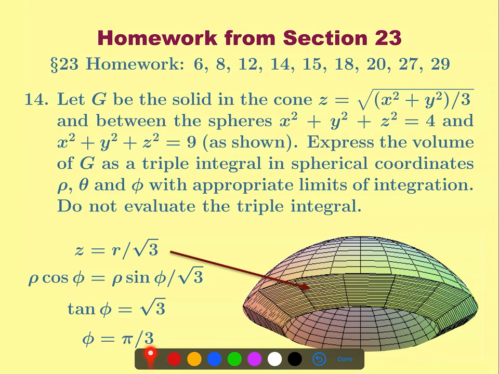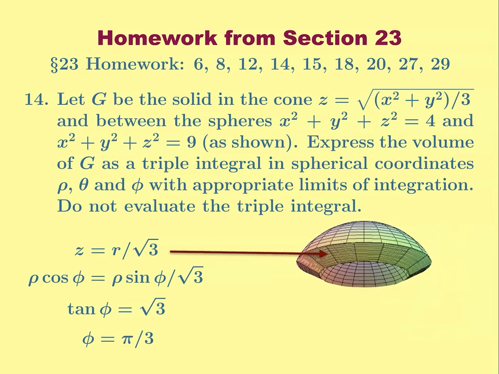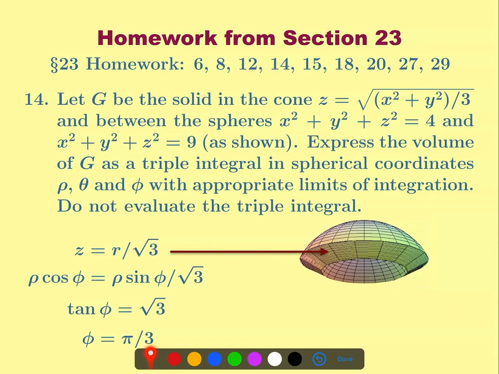So let's remember what we just said. We want theta to go from 0 to 2 pi all the way around the z-axis. We want phi to go from 0 to this cone, which is phi equals pi thirds. And we want rho to go from 2 to 3 between these two spheres. And then we're doing volume, so the dv should be rho squared sine phi d rho d phi d theta.